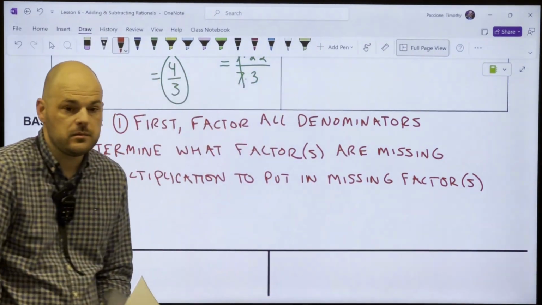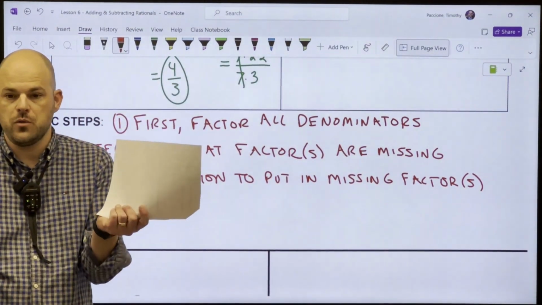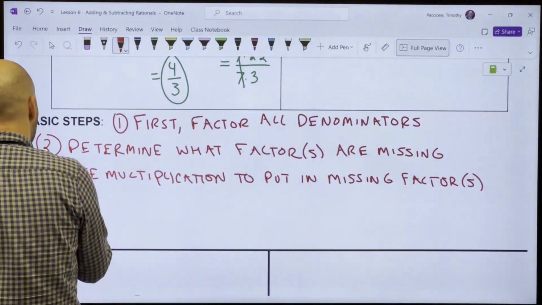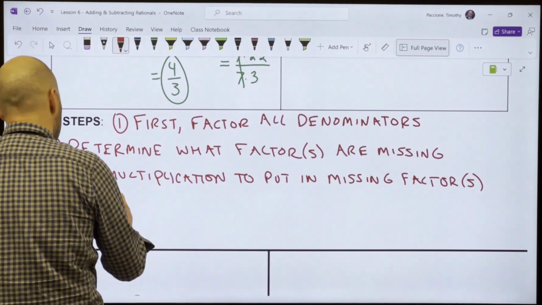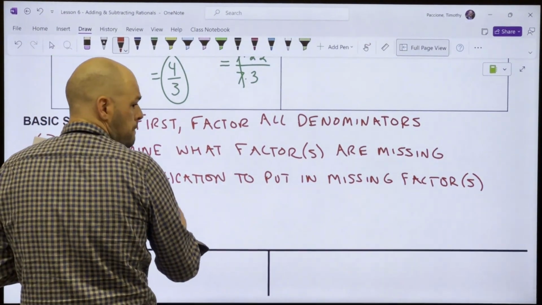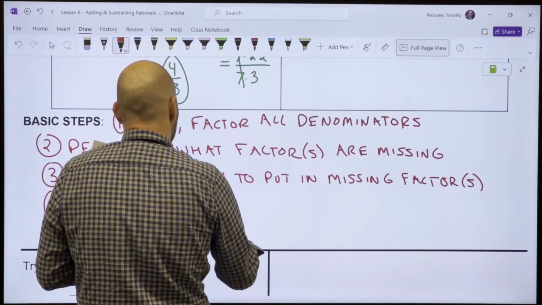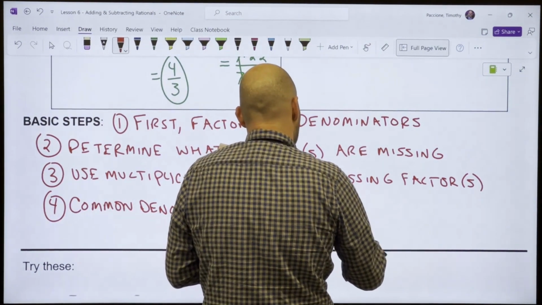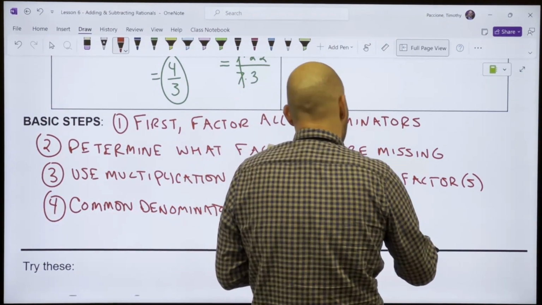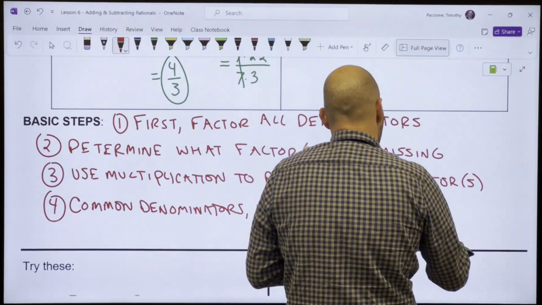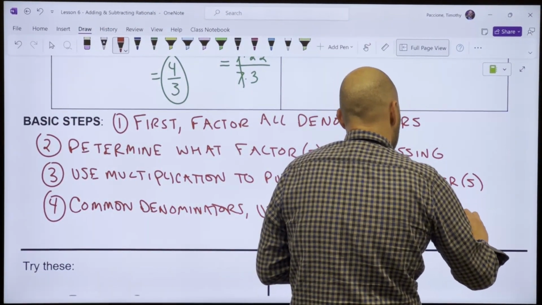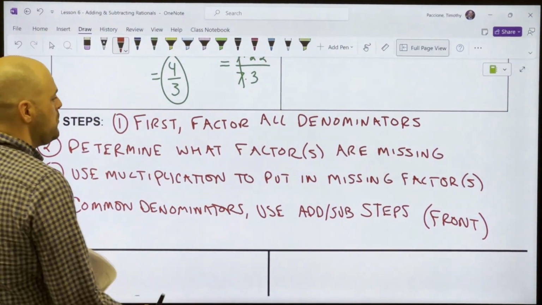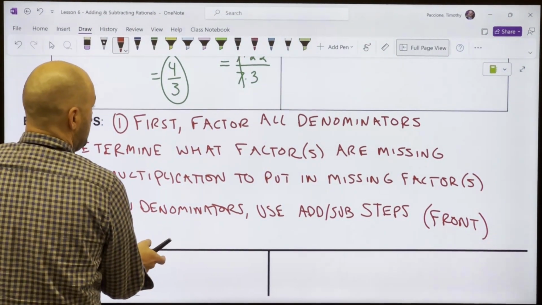Now, once I do that, once I have the same factors on the bottom of both, what will I have? Common denominators. So at this point, with common denominators, use the add, subtract steps, right? The ones on the front. So to get common denominators, you have to do a couple things, but then it just becomes like the front, okay? So we have a couple examples to look at, okay?